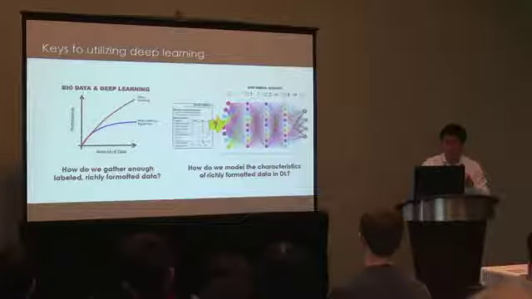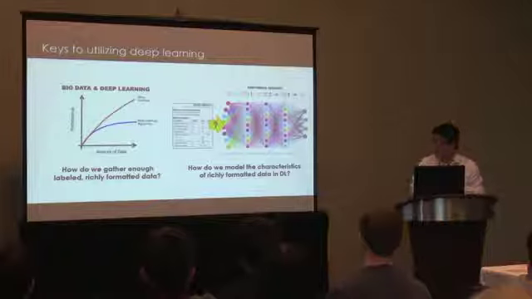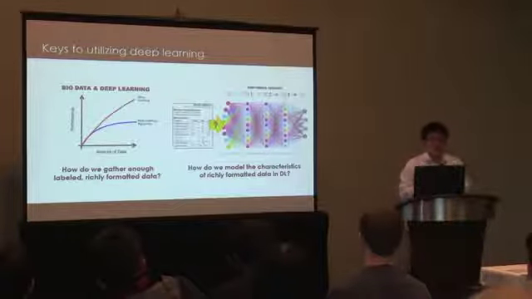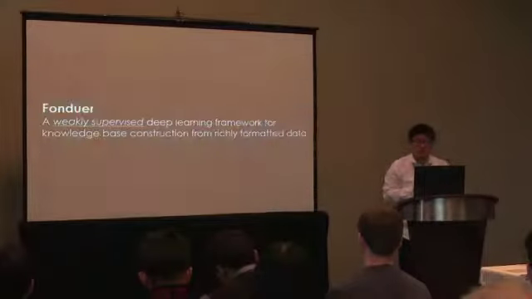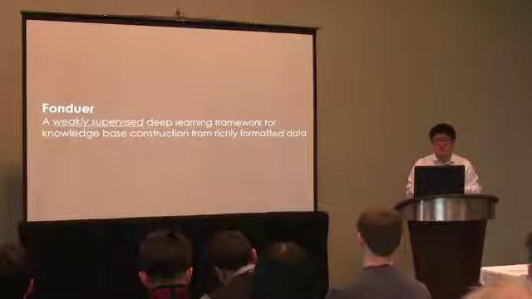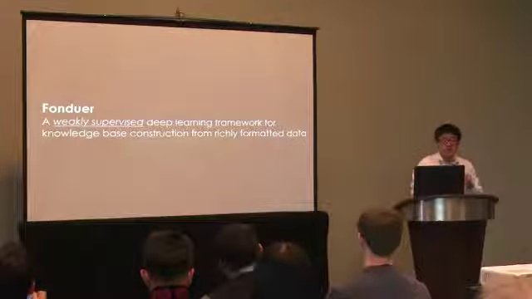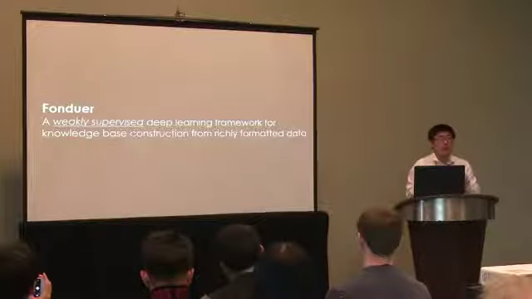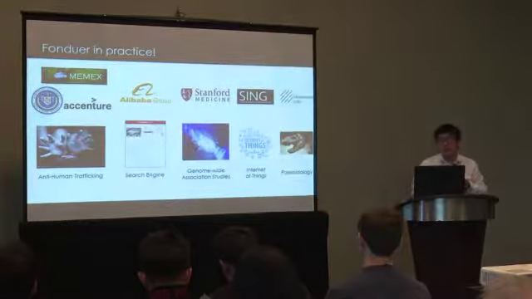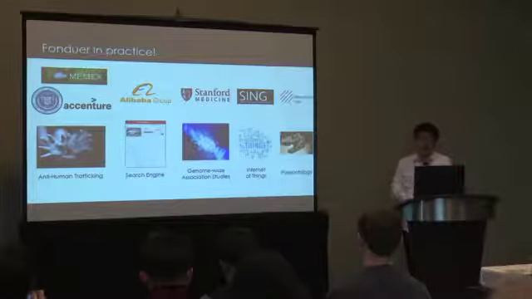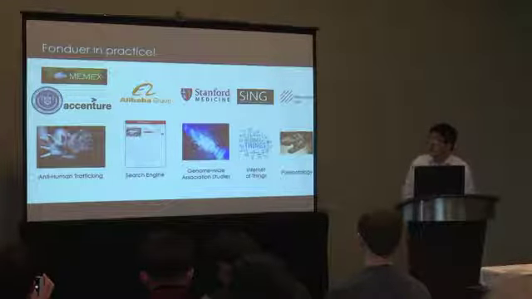So in order to be successful, we need to address two questions. First, how do we gather enough labeled richly formatted data? Second, how do we model the characteristics of richly formatted data in a deep learning model? Our answer to these questions is Fonduer, a weakly supervised deep learning framework for knowledge base construction from richly formatted data. In the past 2 years, Fonduer has powered many high-quality knowledge bases.